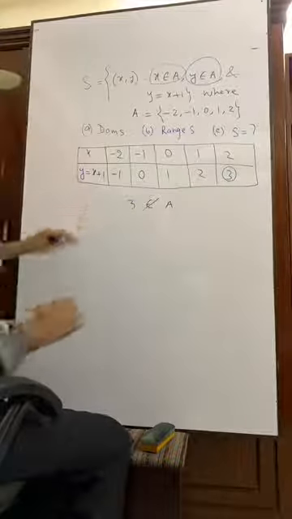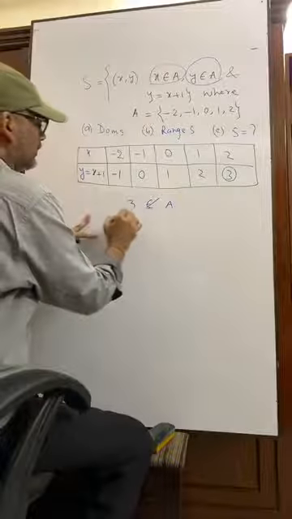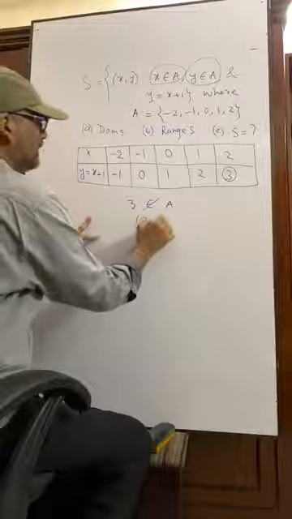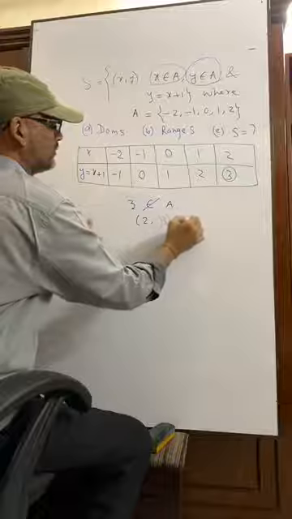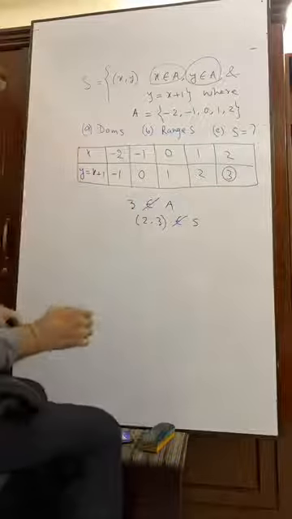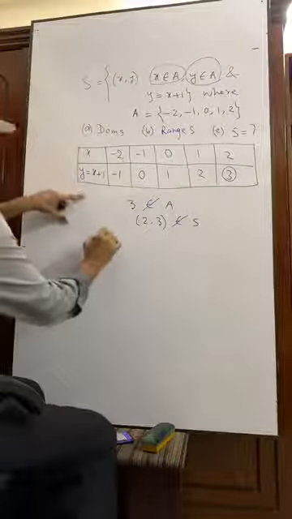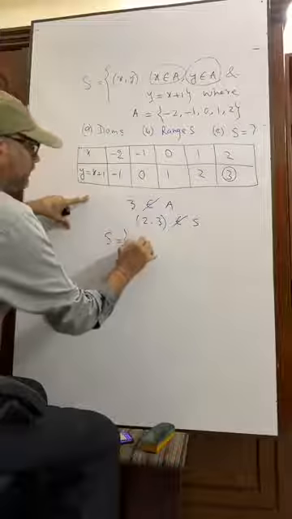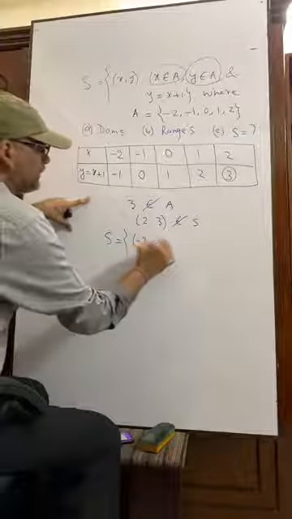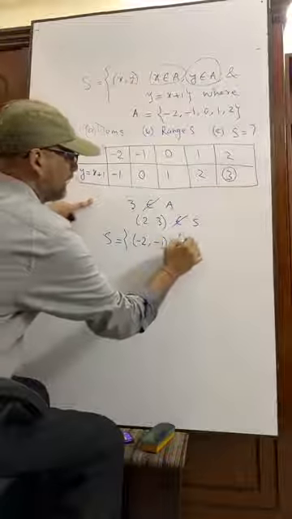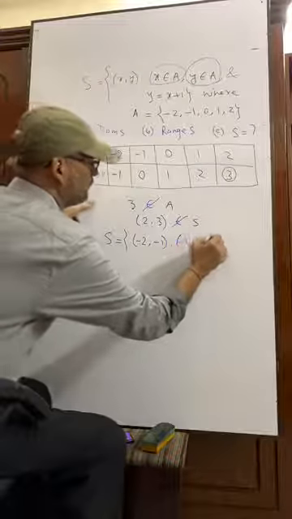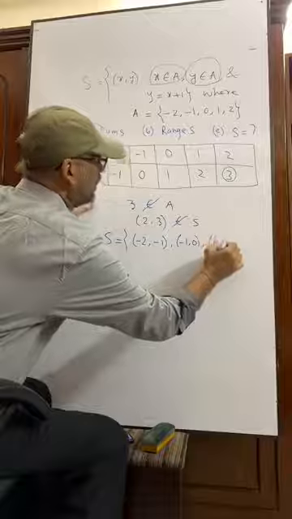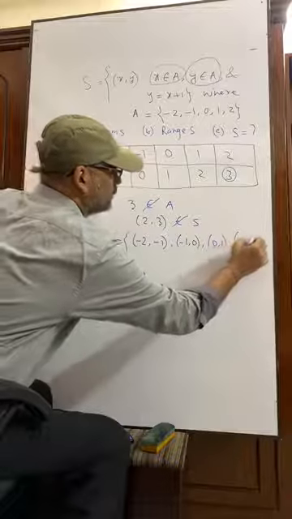Okay. So the ordered pair 2, 3 also does not belong to S. So what is S here? S is -2, -1, -1, 0, 0, 1, 1, 2.